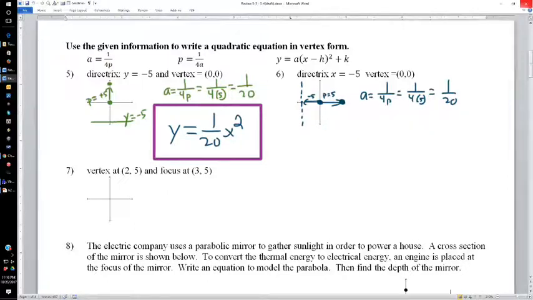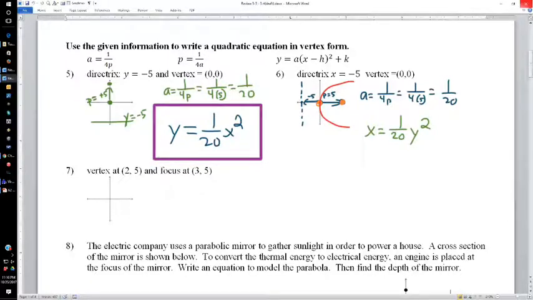Another way of thinking of that, since my vertex is here and my focus is there, the parabola opens in the direction of the focus. So this time, the equation is x equals 1 over 20 y squared. It's actually the inverse of the other one, but we'll talk about that later on in the year.